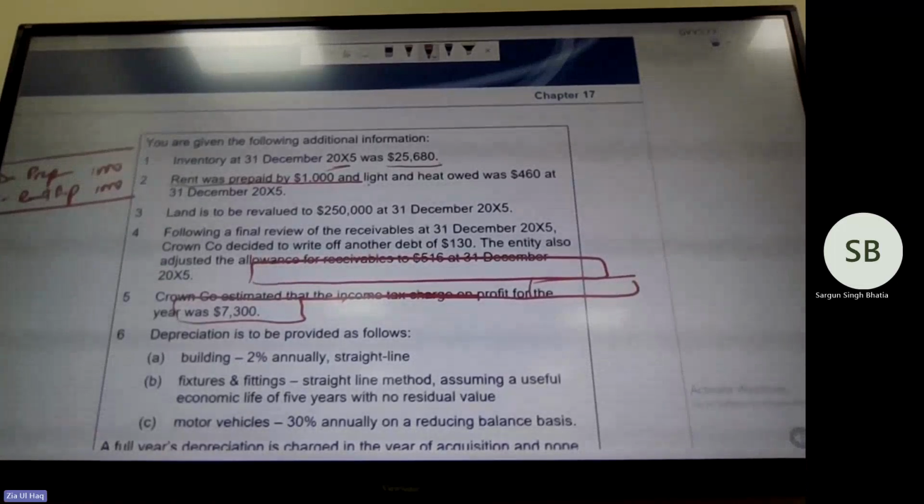And light and heat owed was 460 at 31st December. What is meant by this? Owed was 460.